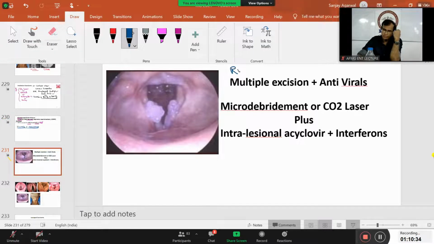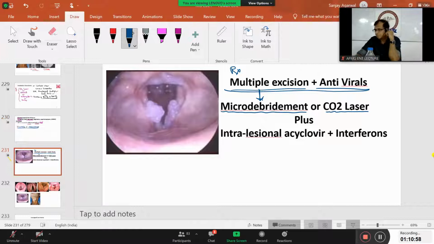Treatment. This is the treatment, first line. You have to do multiple excision because there are multiple papillomas, and you have to give antiviral because it is a viral disease. Multiple excision is done with microdebridement, or you can also do CO2 laser excision. Microdebridement or CO2 laser excision can be done.